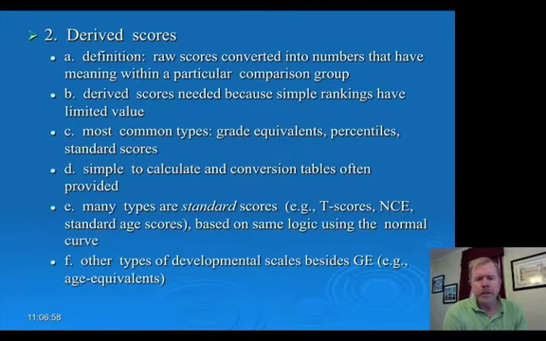As I mentioned a moment ago, most of these are standard scores. For example, T-scores, Normal Curve Equivalent scores, standard age scores. They're all based on the same logic of using the normal curve and your position of performance relative to the average performance of the group you're being compared to. If that doesn't make sense, we'll talk about it more in a moment. There are other kinds of developmental scales that we sometimes generate other than grade equivalents, for example, sometimes age equivalent scores, but they work on the same basic premise.